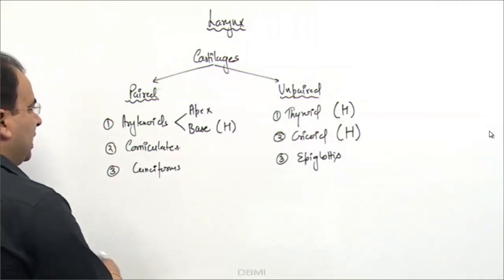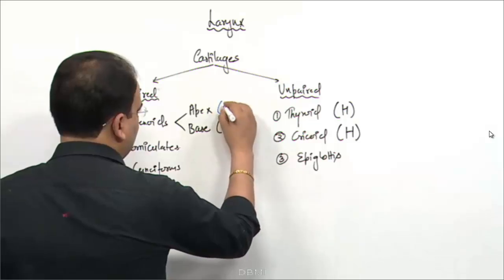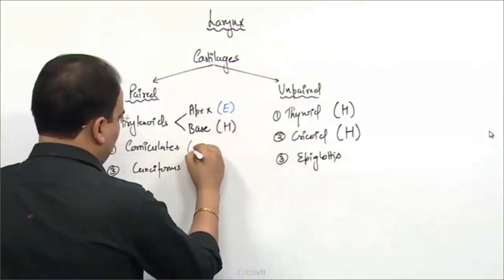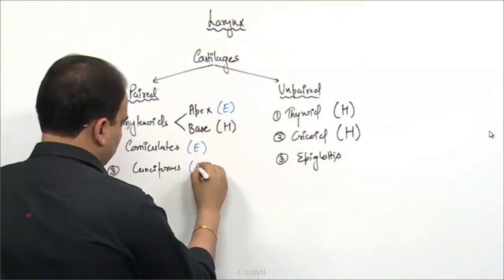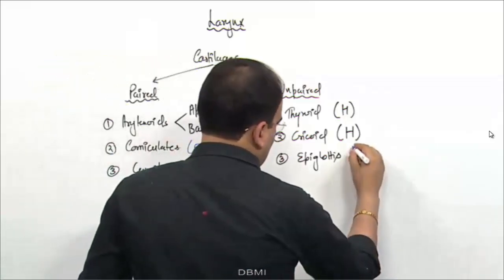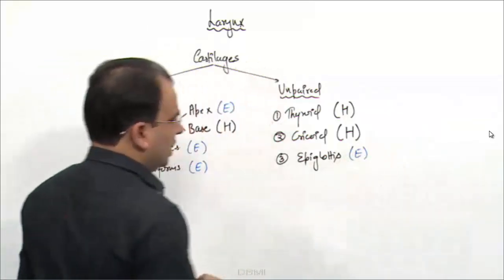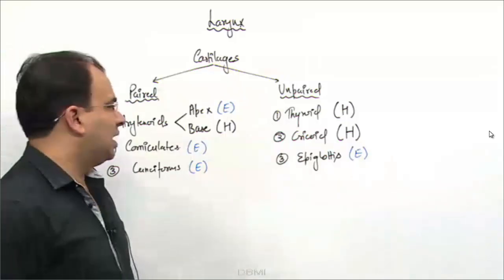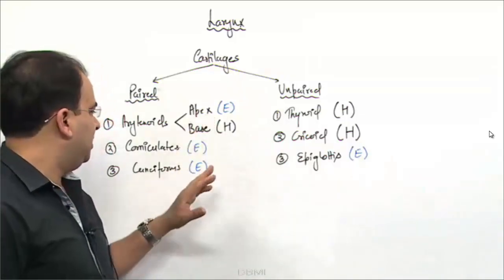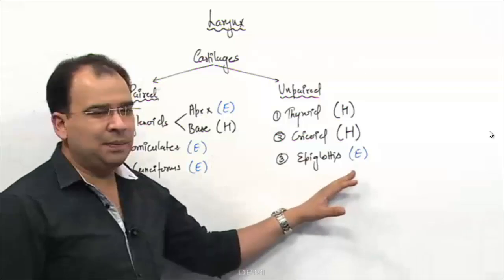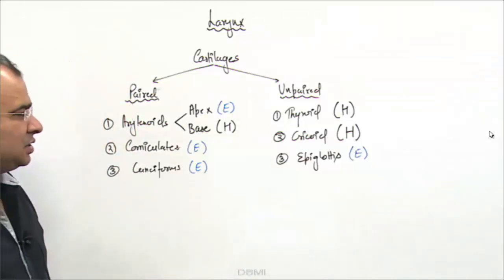whereas the apex of arytenoid, corniculate, cuneiform and epiglottis are considered elastic cartilages. Apex of arytenoid, corniculate, cuneiform and epiglottis, these are elastic cartilages.